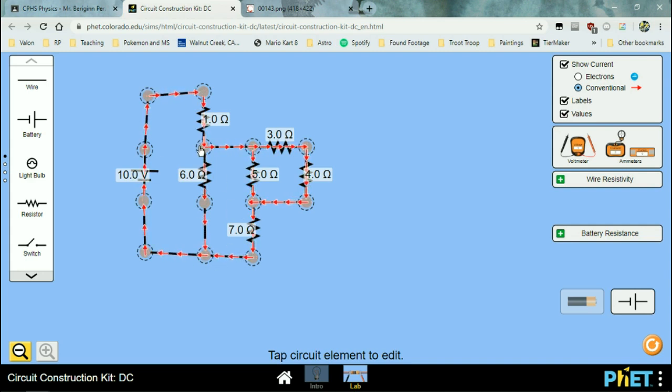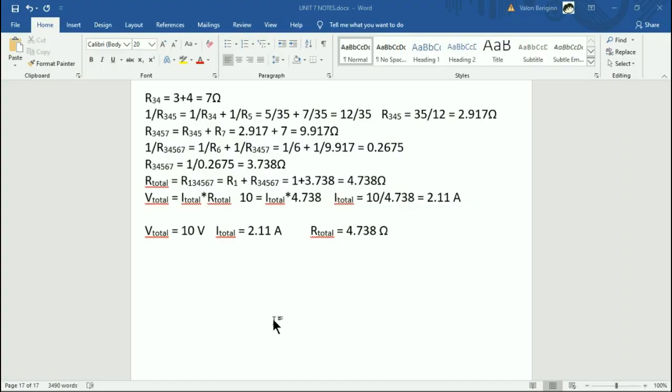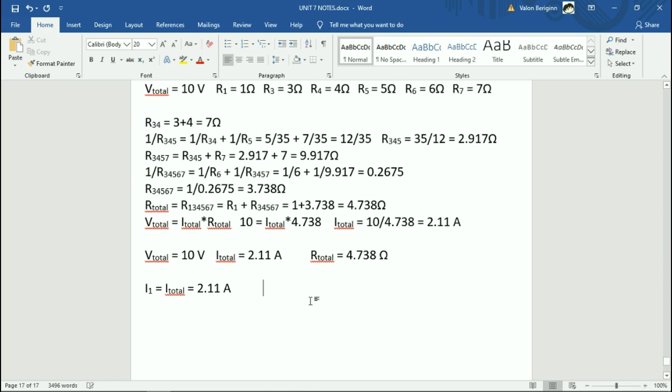Because to get to any of these other ones, we have to cross a junction. And once we cross a junction, things split up and it's different. So we don't know. But we know R1 has to have the same current as the total. So therefore, I1 must equal I total. So it's 2.11 amps. Now, since we know I1 and we know R1, we therefore know what V1 is. You can use Ohm's law. So we have 2.11 times 1 ohm. So V1 is 2.11 volts.